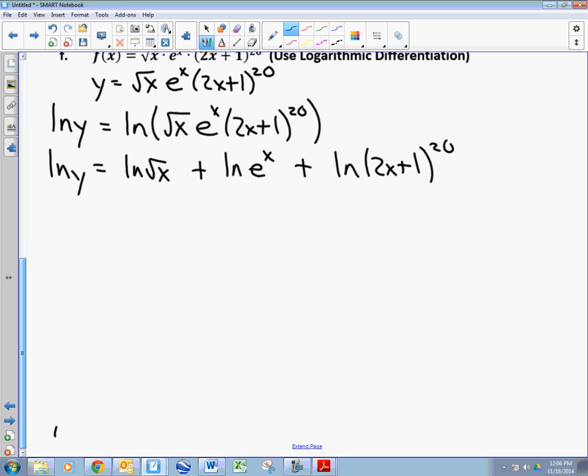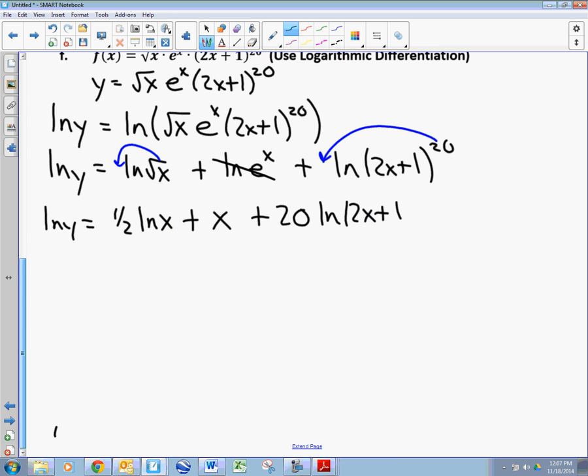All right. Now, do you remember what you could do with exponents? Move them out front. So this is x to the 1/2, so I can move that out as well. So I'm going to get natural log of y is equal to 1/2 times the natural log of x plus natural log base e of e to the x. That just goes away, right? These are inverse operations. Natural log and e to the x are inverse operations. They go away. I'm left with x plus 20 times the natural log of 2x plus 1.